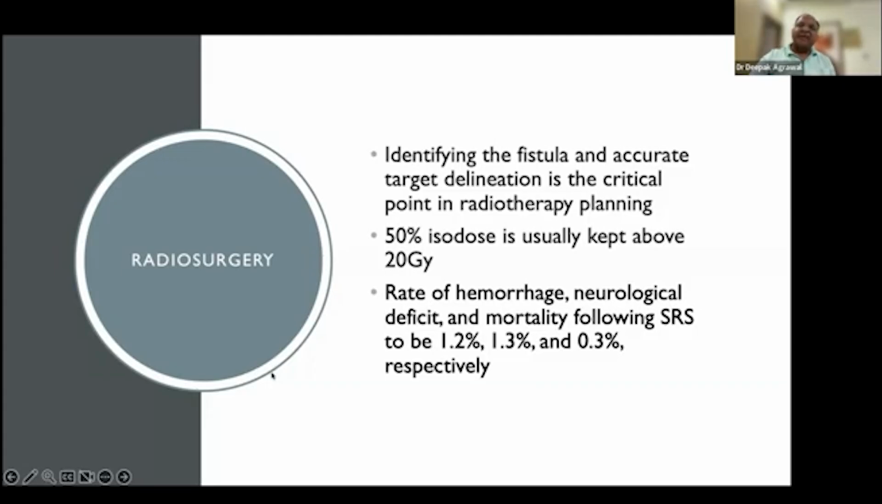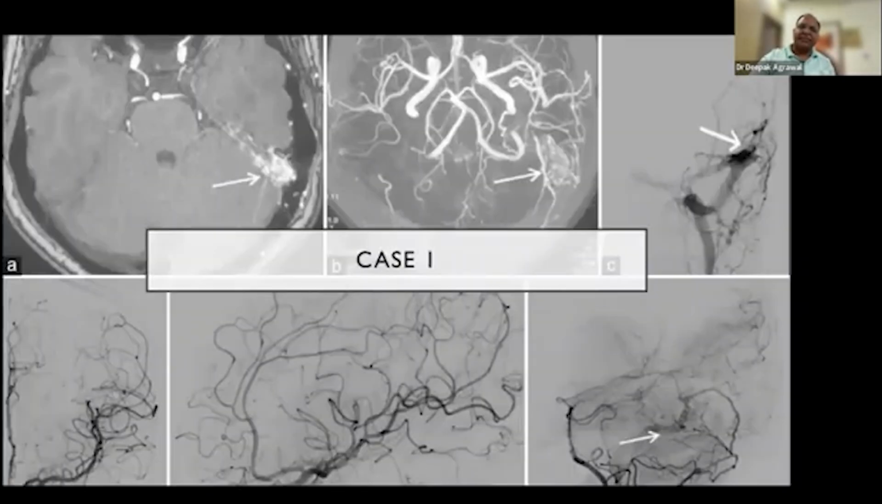As in AVMs, the 50% isodose is kept 20 grays or above. And different papers have shown that all complication rates are extremely low. The rate of hemorrhage, neurological deficit, mortality, everything is less than 1%. So it is a very, very safe procedure, especially for those patients who do not have venous hypertension.